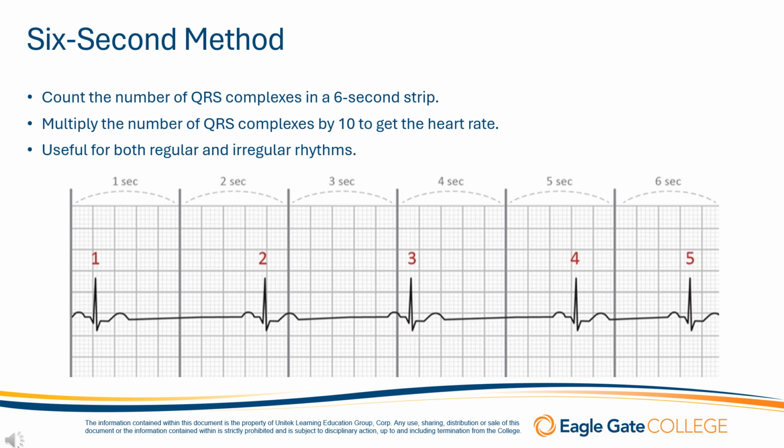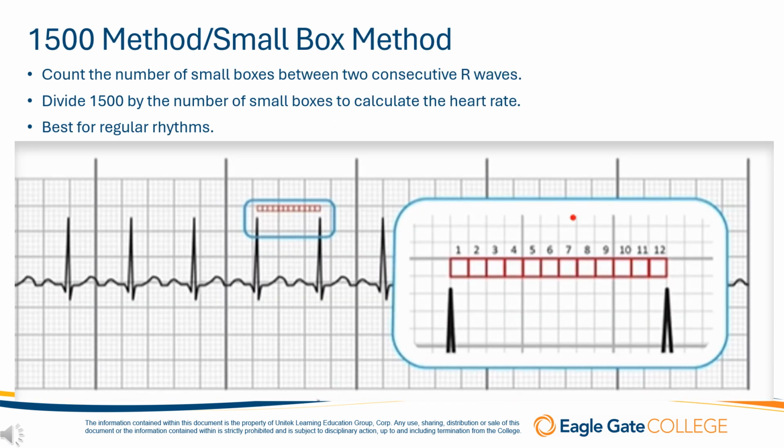For patients with arrhythmia, such as AFib, where the heart rate can vary beat to beat, this method provides a practical average rate that can be used to guide treatment decisions. But while it provides a good estimate, the 6-second method may not be as precise as methods like the 1500 or 300 method for regular rhythms. And the 6-second window may not always capture the full variability of an irregular rhythm, but it's generally sufficient for most clinical needs.